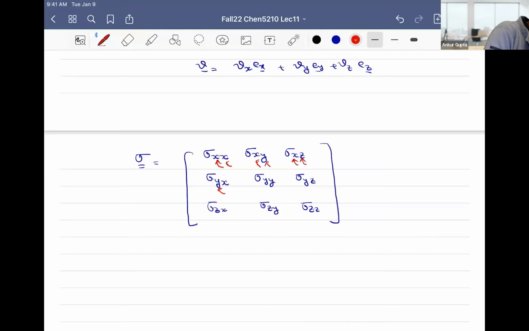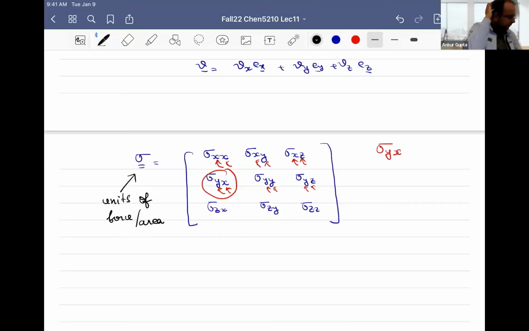Right, so two directions in each element here. Let's take an example of this particular sigma yx. It's very crucial to understand why there are two directions. Sigma really has units of force per unit area.